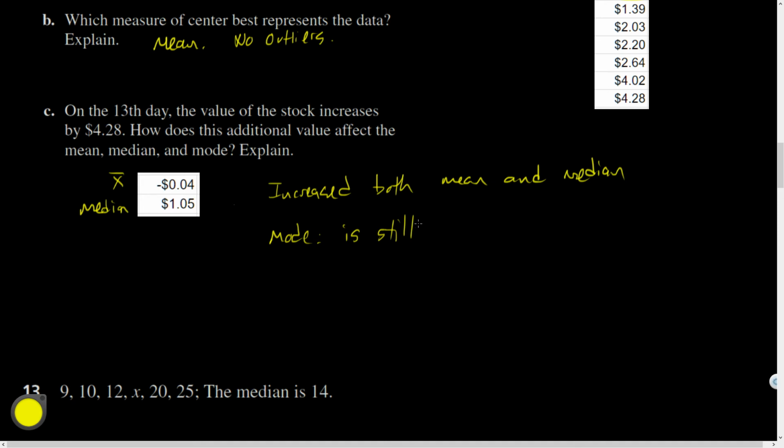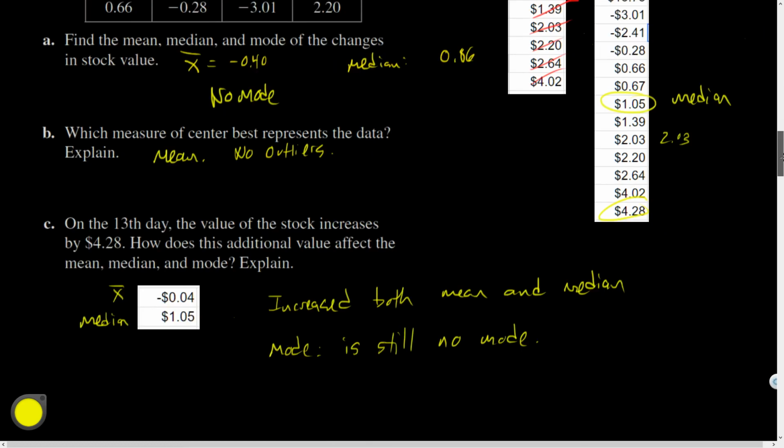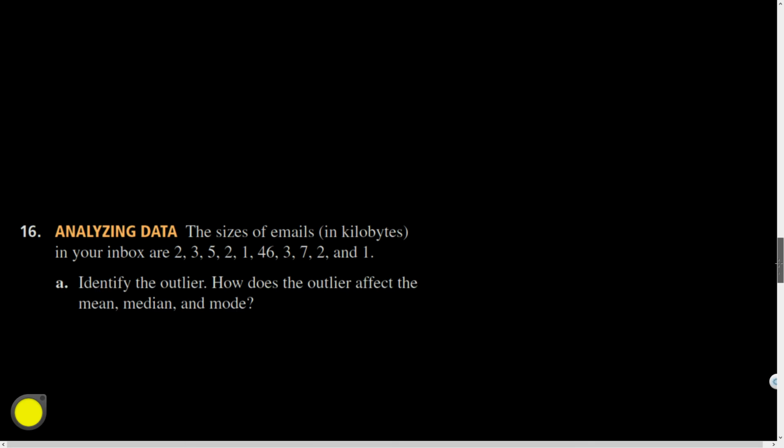The way it could have changed the mode, someone tell me how could it have changed the mode? What type of number would this have to have been in order to have changed the mode? What if it was a duplicate of any of those original numbers? Right? If instead of adding 428, what if I added 203? I would have then had 2 of the 203s. That would have been the new most frequently occurring number. And then there would have been a mode in that case. So that's how it could have ended up changing that.